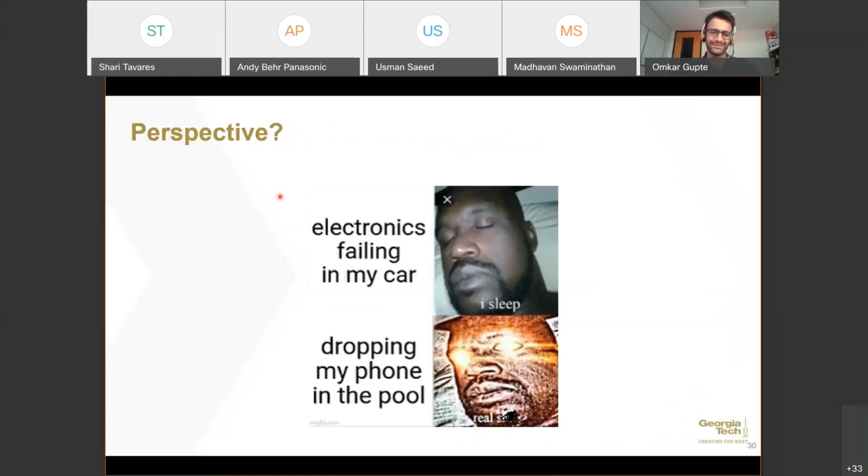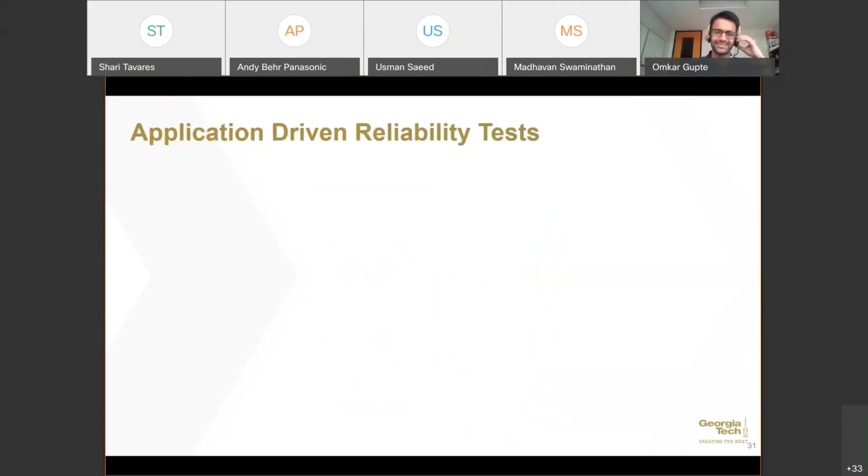Again, just to get a little perspective, electronics failing in a car can actually be a much more serious problem than dropping a phone in the pool, though the reaction as a user can be different to that, but just as a perspective.